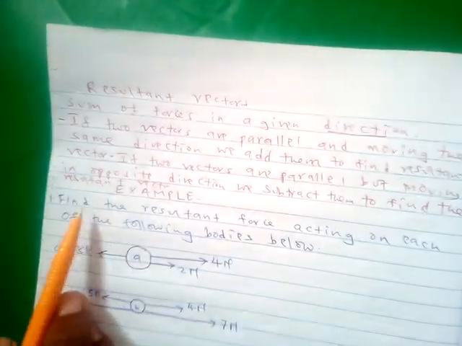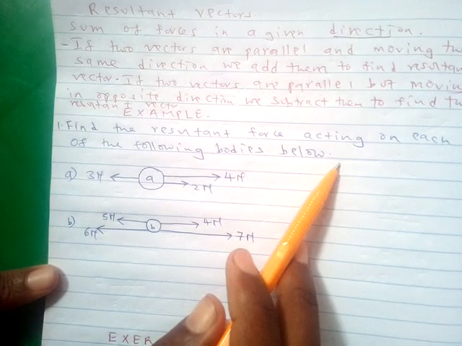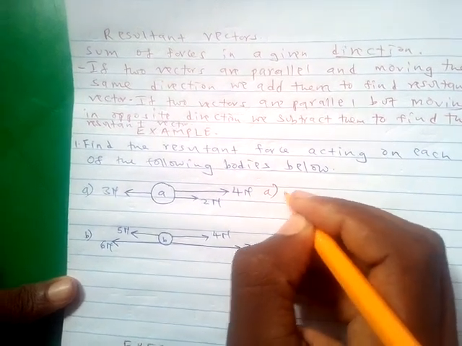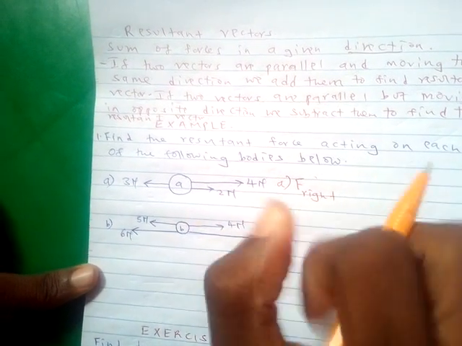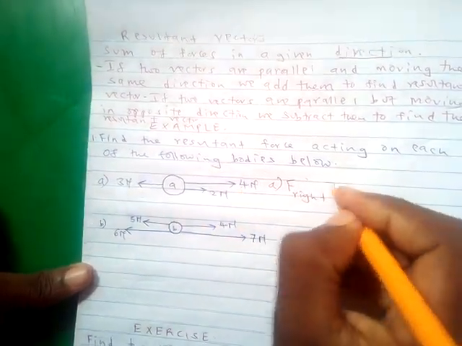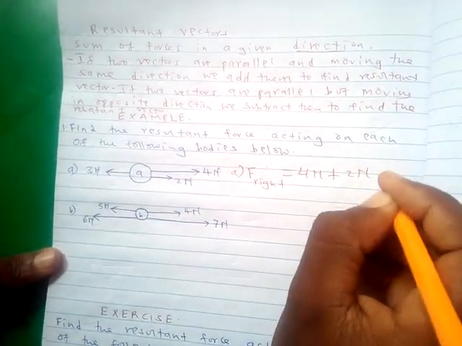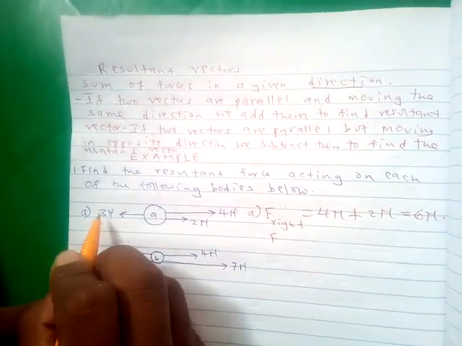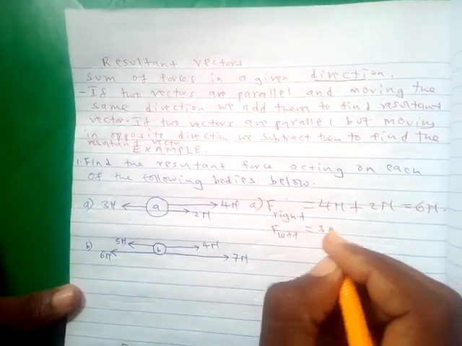So we have an example here. We are required to find the resultant force acting on each of the following bodies. In part A, we are given some forces on the right hand side. So we have 4 Newton plus 2 Newton, which comes to 6 Newton. Then for forces on the left hand side, we only have one force, which is 3 Newton.